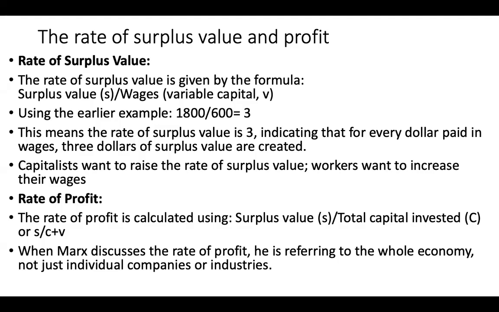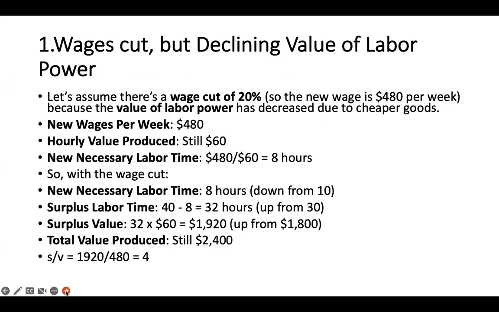Now, the rate of surplus value becomes a major component in determining what the rate of profit is, which is a little bit different, but derives from the rate of surplus value. The rate of profit is basically calculated using the rate of surplus value. But now you're looking at total capital invested, not just wages, but total capital invested in means of production as well.